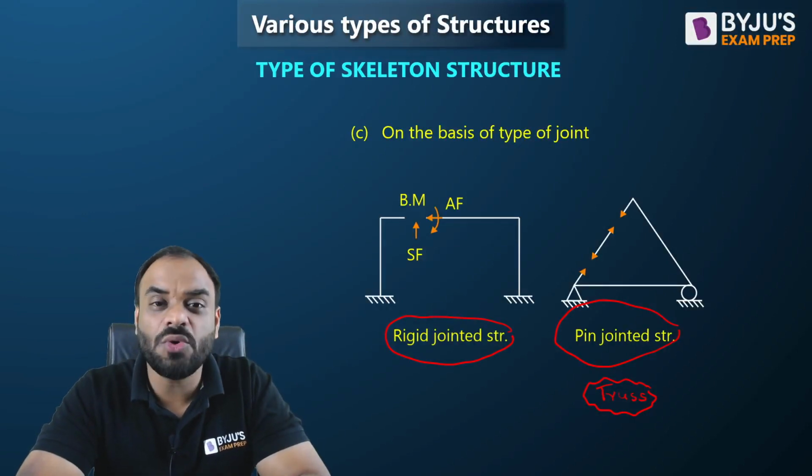So I hope now you are able to understand what the various types of structure are, and you need to analyze only the skeleton structure in the structure analysis subject as well as in the strength of material subject also.